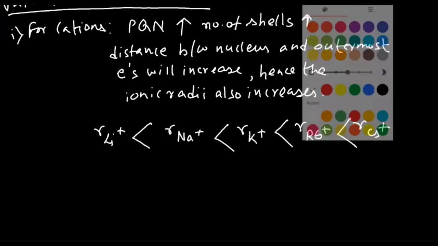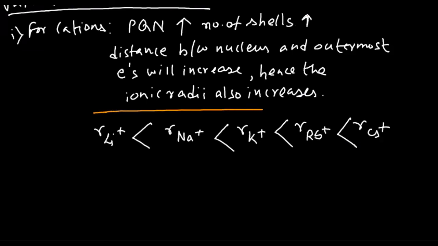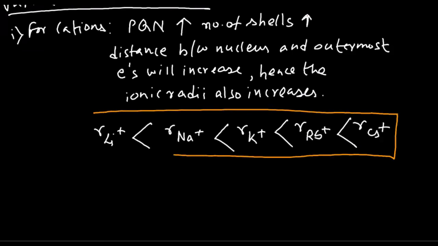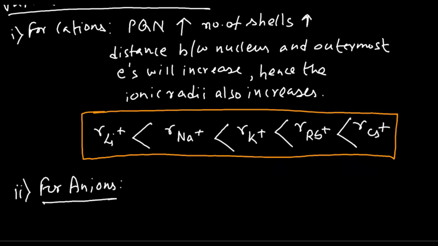This is very important. This part is important, right? Next, we will discuss anions. For anions, the same thing will carry on here. For anions also, the radius of ions will increase as we move down the group. That means, suppose R of F minus, R of Cl minus, R of Br minus, R of I minus.